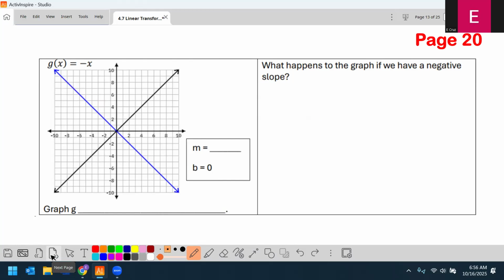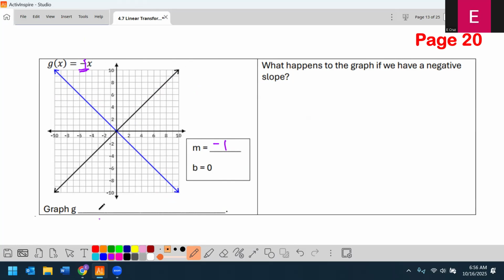Okay, and then there's one more thing we have to talk about for the slope, which is on page 20. So if you notice now, my new equation, the blue line, the equation is y equals -1x. My slope is -1. And if you notice, my graph looks very different. It's not going up anymore like the parent function. Now the blue line is going down. That's because the slope is negative.